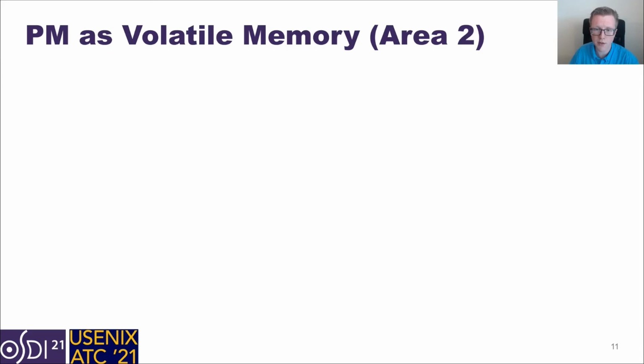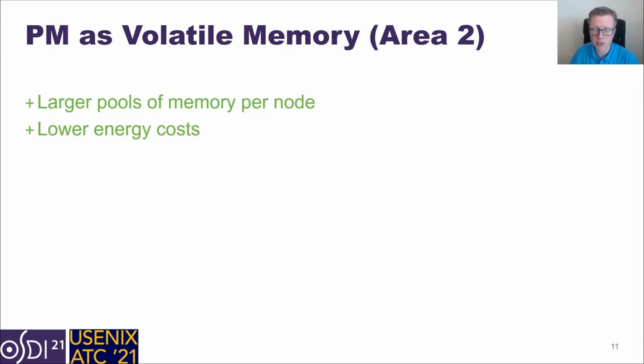Now I want to talk about using persistent memory devices as volatile memory. There are a number of advantages to using devices like Optane as simply a large pool of volatile memory, since it's denser than DRAM, requires less energy since they don't require DRAM refreshing, and they're much faster than swapping volatile memory to disk when DRAM reaches capacity.